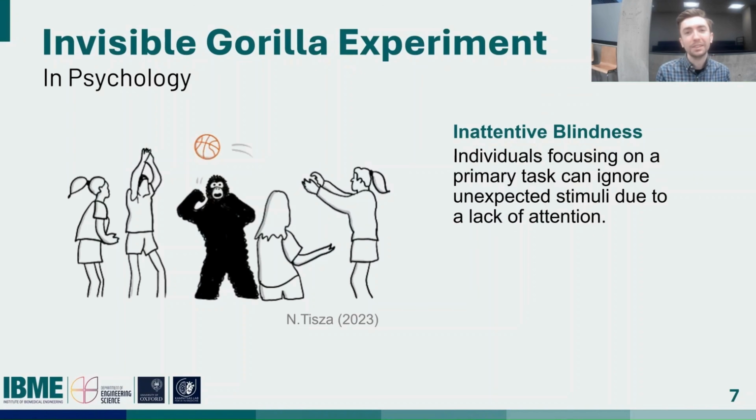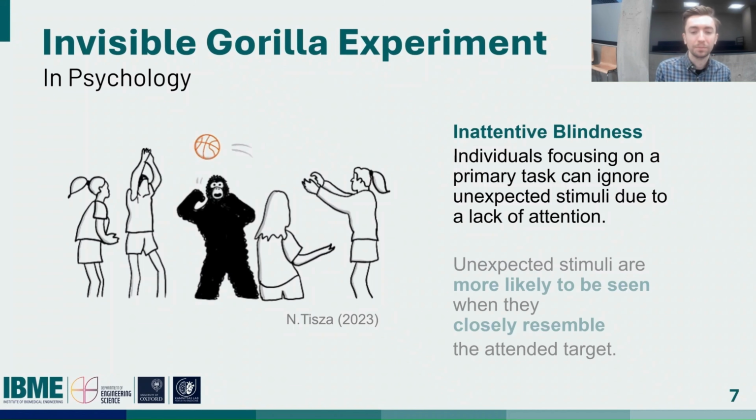This is a famous experiment in psychology known as the invisible gorilla experiment. The idea behind this experiment is to demonstrate the idea of inattentive blindness, where individuals focus on a primary task and can ignore unexpected stimuli due to a lack of attention. Subsequent studies found that unexpected stimuli are more likely to be seen when they closely resemble the intended target. So for example, because you are asked to focus on the players wearing white t-shirts, you ignore the black gorilla costume.